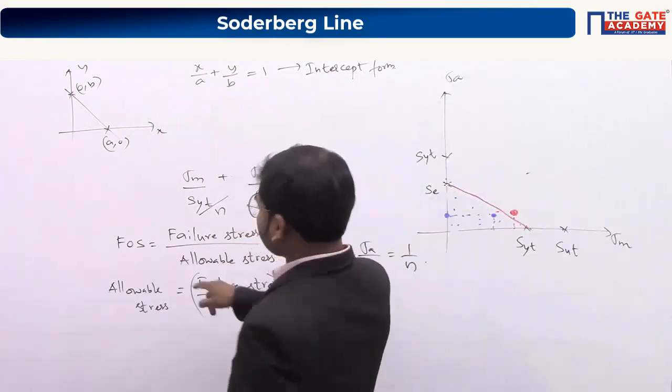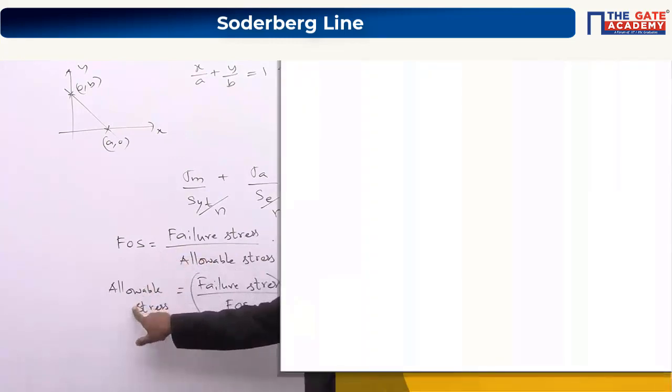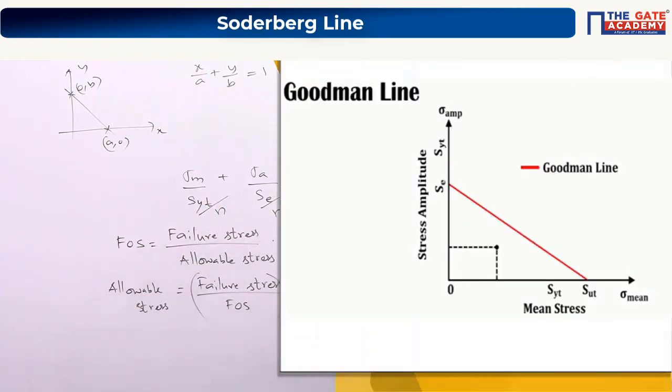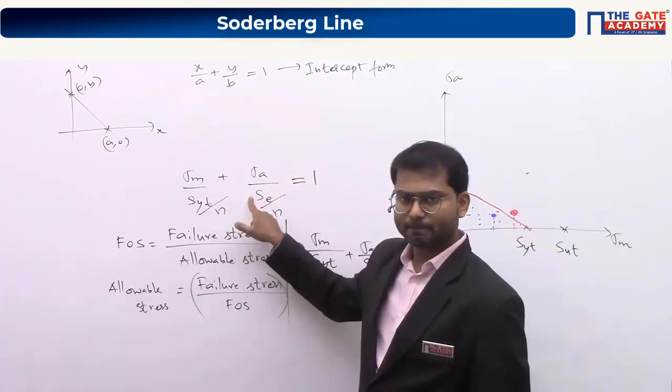Ipsita, I told you that factor of safety is failure stress by allowable stress. From this formula I am evaluating allowable stress. So this is the formula without N. This is the formula when you are designing with respect to failure stresses, SYT and SE.